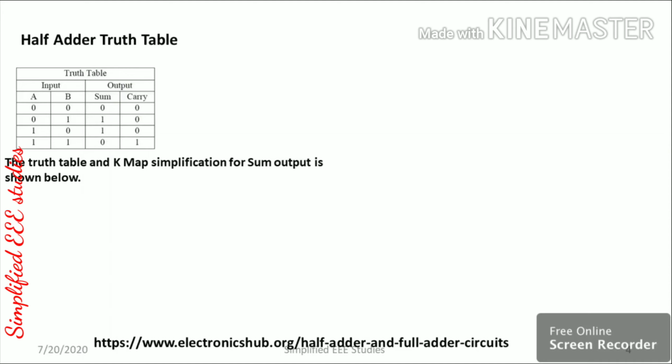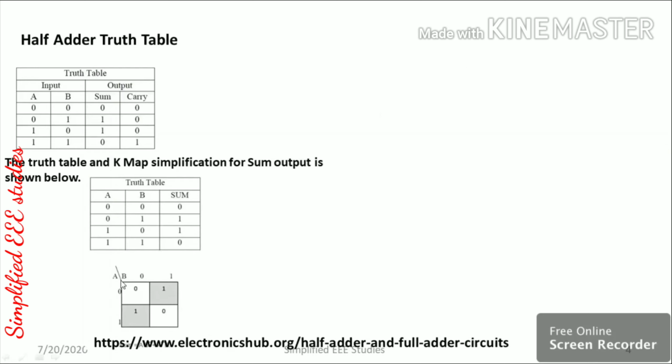Now we can realize the truth table of half adder with the help of Karnaugh map. So by using Karnaugh map or K-map, you can draw the logic diagram. First, let us consider inputs are A and B and output will be sum. Now you have to plot the K-map for this sum output. So you have to construct the K-map.